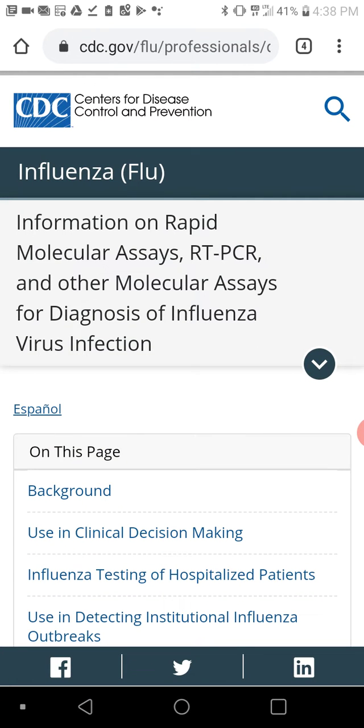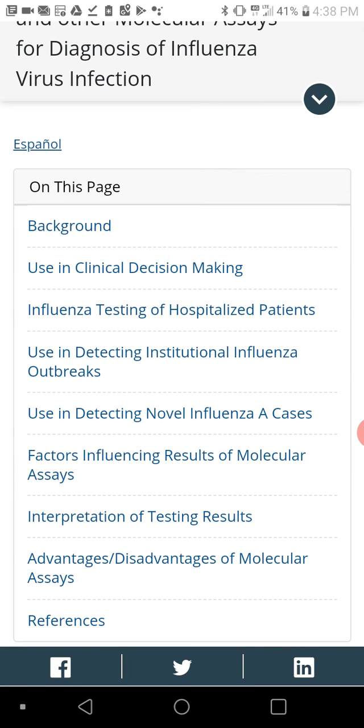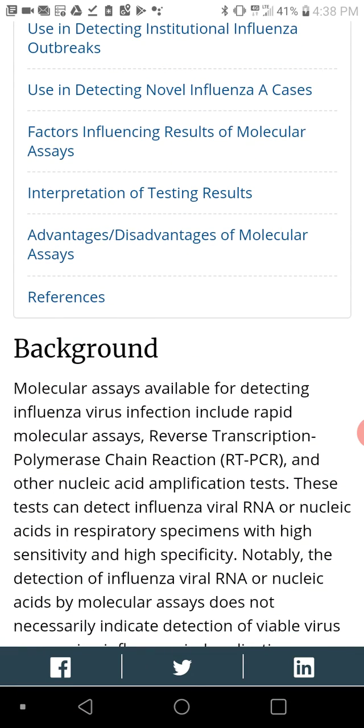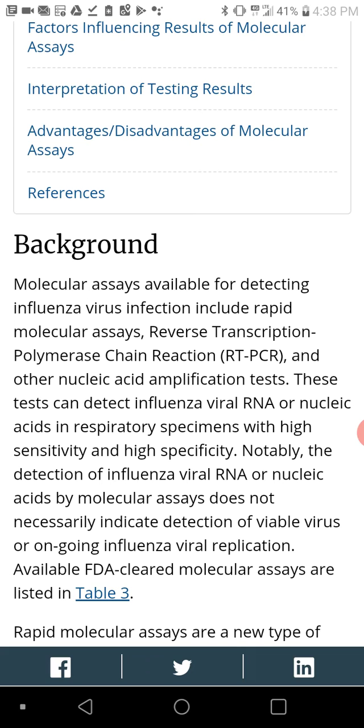So I come here to information on rapid molecular assays, RT-PCR, and other molecular assays for diagnosis of influenza virus infections. Sounds very similar to the COVID-19 goings-ons. So I'm scanning this page, and I will include the link and give you the opportunity to scan it for yourself. Molecular assays available for detecting influenza virus infections include rapid molecular assays, reverse transcription polymerase chain reaction, and other nucleic acid amplification tests. These tests can detect influenza viral RNA or nucleic acids in respiratory specimens with high sensitivity and high specificity.